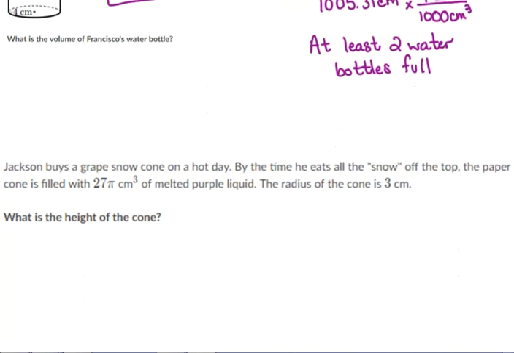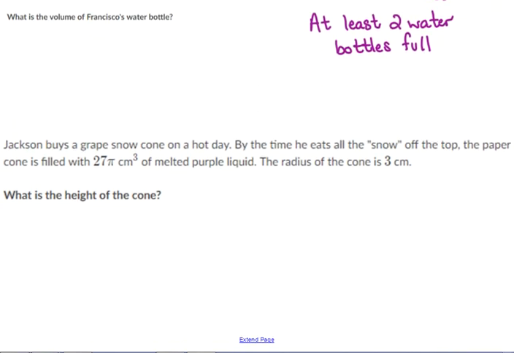All right, let's look at this one. Jackson buys a grape snow cone on a hot day. By the time he eats all the snow off the top, the paper cone is filled with 27 pi cubic centimeters of melted purple liquid. The radius of the cone is 3 centimeters. What is the height of the cone? So they tell us that we're dealing with a cone. Let's write down our volume formula for a cone. Volume of a cone is 1/3 pi r squared h.